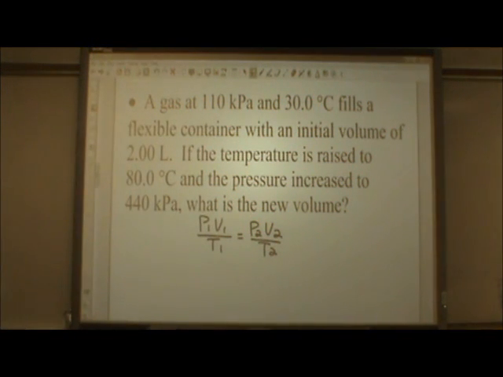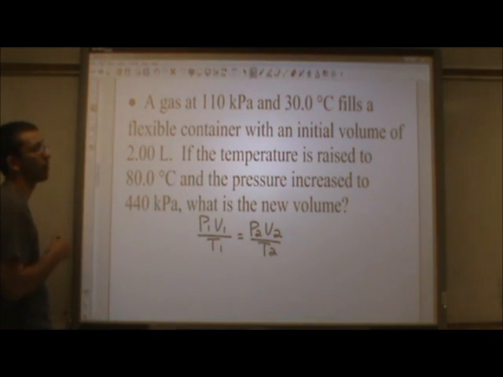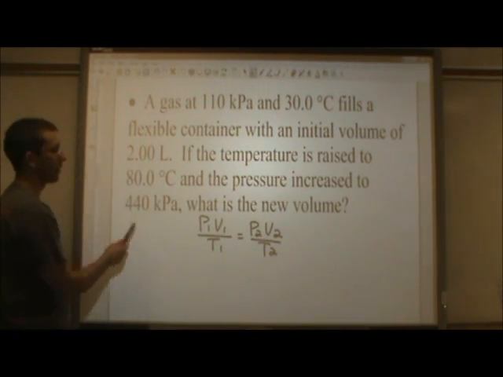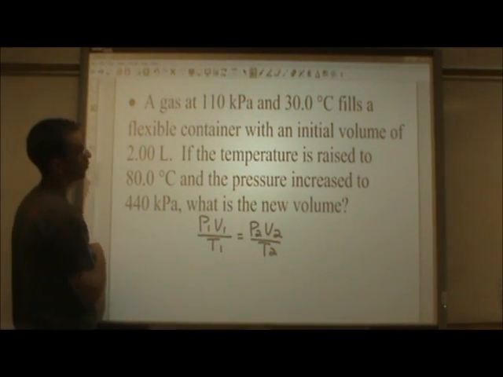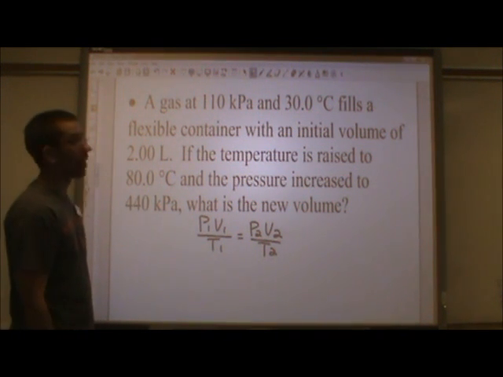Alright, a gas at 110 kilopascals and 30 degrees Celsius fills a flexible container with an initial volume of 2.0 liters. If the temperature is raised to 80 degrees Celsius and the pressure increases to 440 kilopascals, what's the new volume? Alright, we've got a lot of stuff this time.